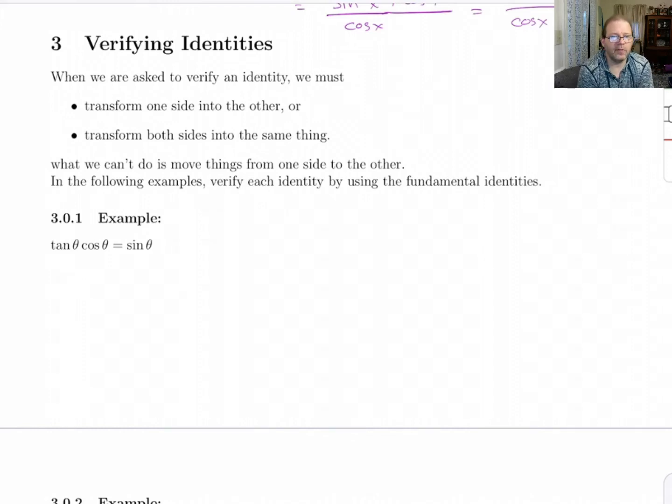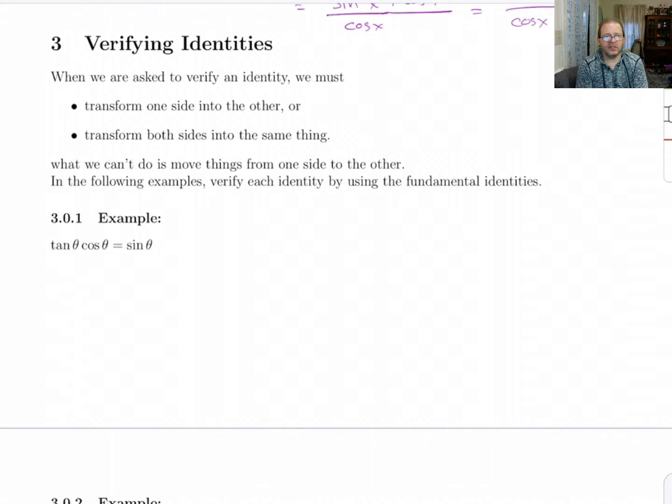All right, let's look at verifying identities. When you're asked to verify an identity, what you have to do is show that the two sides are equal to each other. And the way you do that is by transforming one side into the other, or sometimes if both sides are pretty complicated, you might try simplifying both sides and transforming one side into something and then transforming the other side into the same thing. But what you can't do is move stuff from one side over to the other.